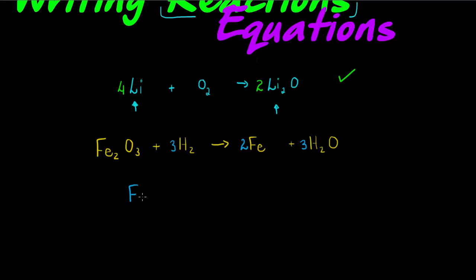I've got 2 irons on the left, I've got 2 irons on the right. Let's check oxygen. Oxygen, I've got 3 on the left, and I've got 3 on the right. Okay, and then the next one is hydrogen. Hydrogen, I've got 6 on the left, and on the right I've also got 6. Okay, that means my equation is balanced.